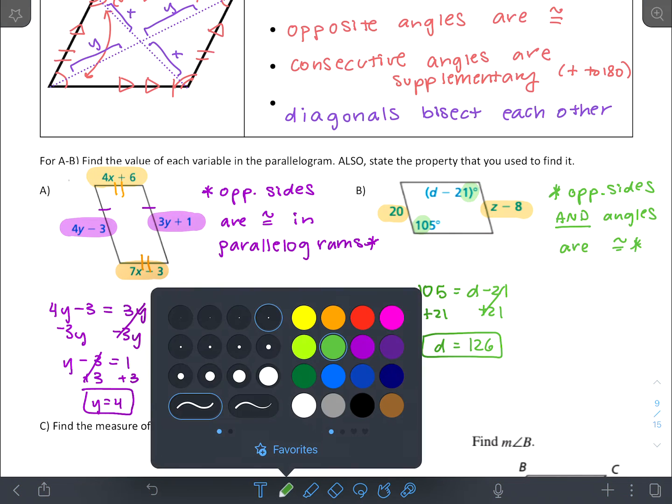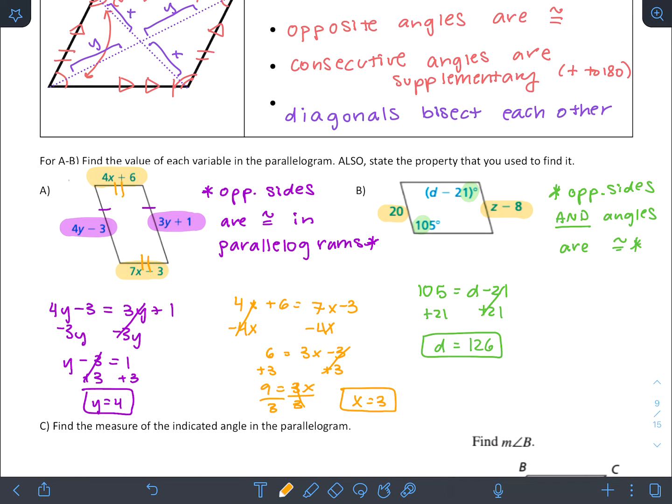And then again, I can do the same idea with the side lengths. So Z minus 8 equals 20. Add 8 to both sides to get that Z equals 28.